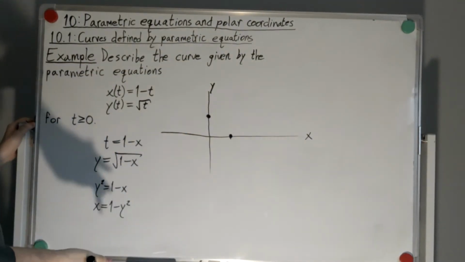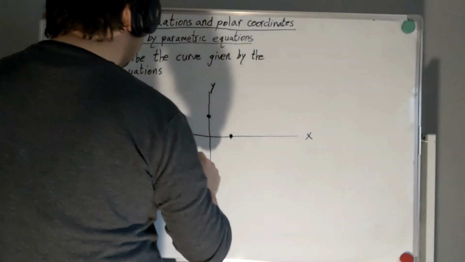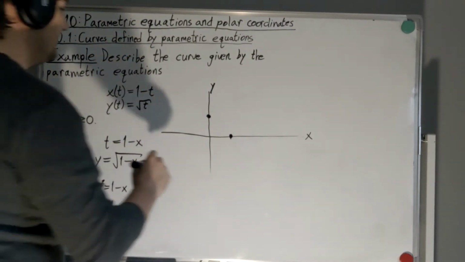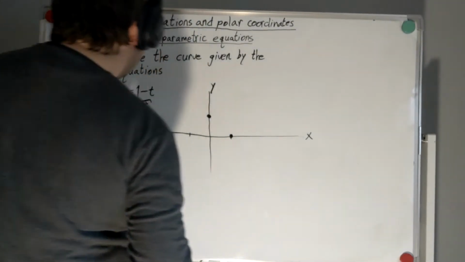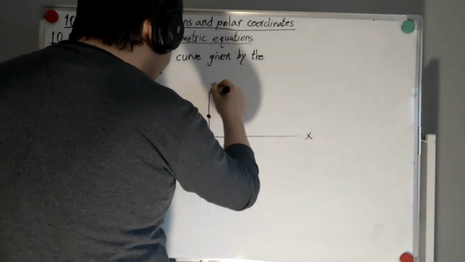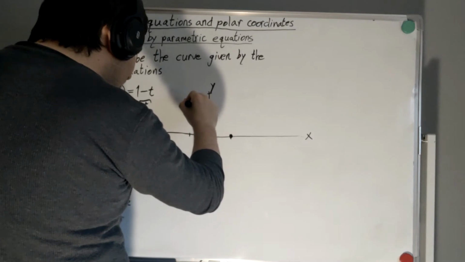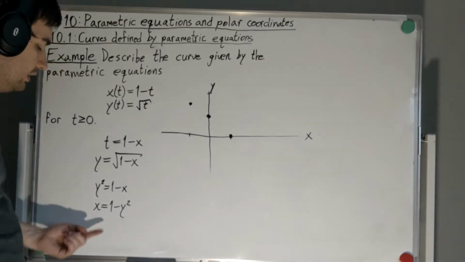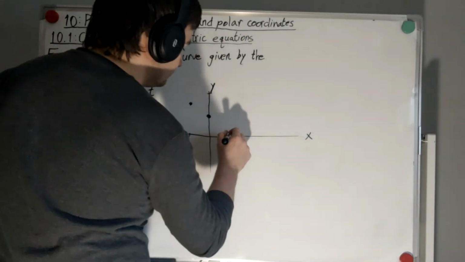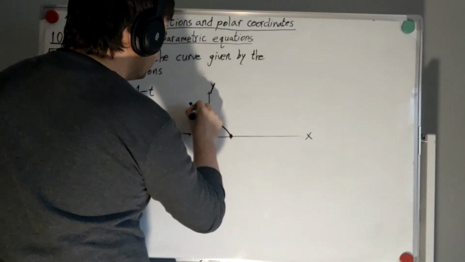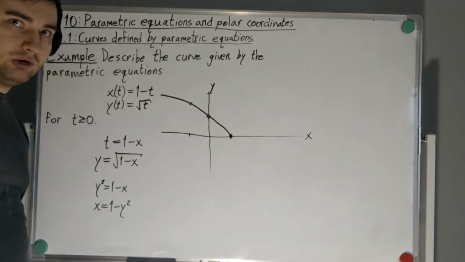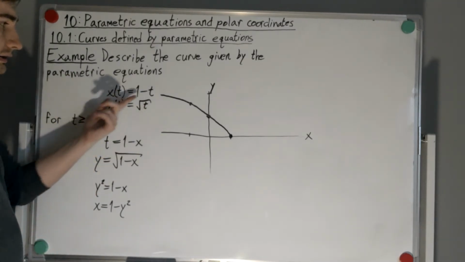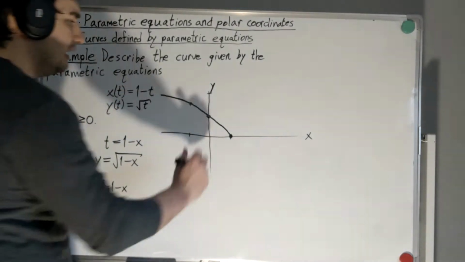When t is 2, x is going to be negative 1, and then y is going to be the square root of 2, whatever that is. So that might be approximately like right there. And then it's just going to do the normal parabola thing, according to this equation. Okay. By the way, as t increases, x is decreasing, so that means the curve is going leftward.